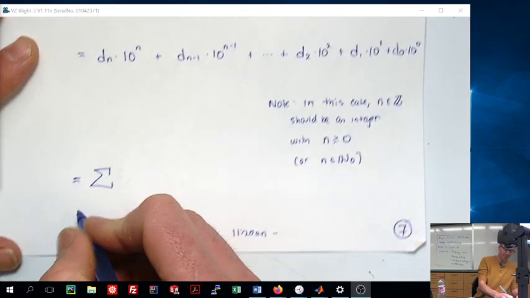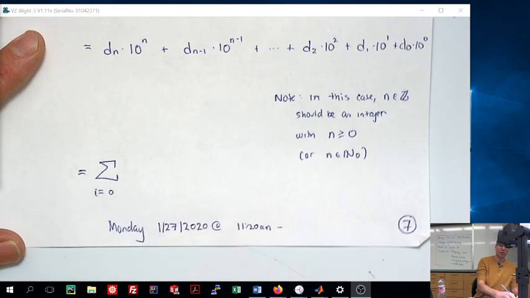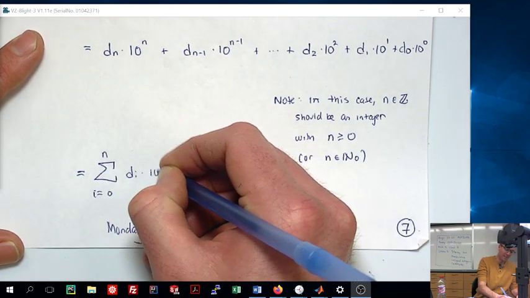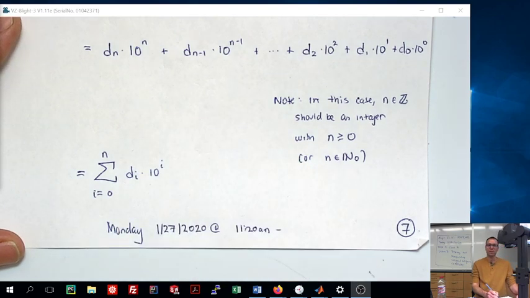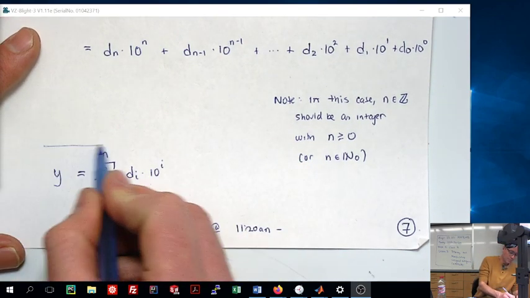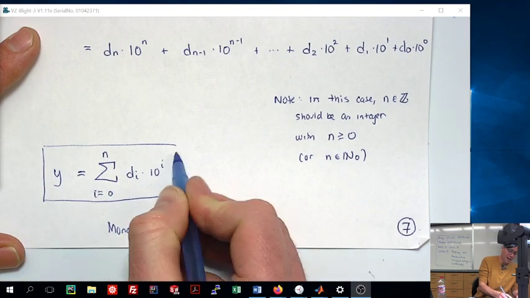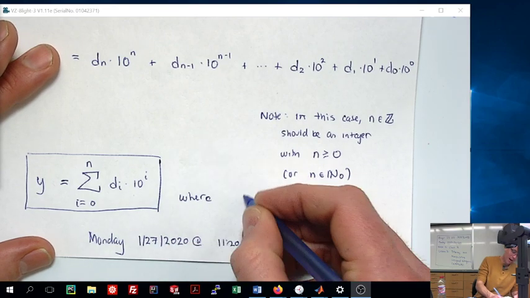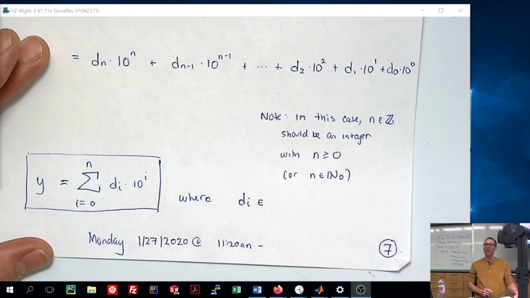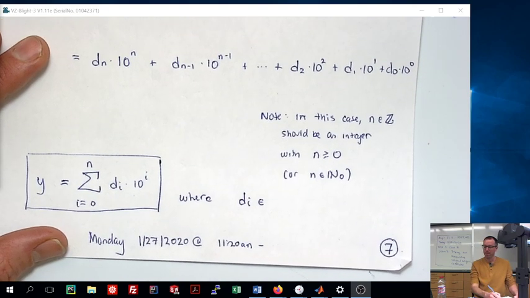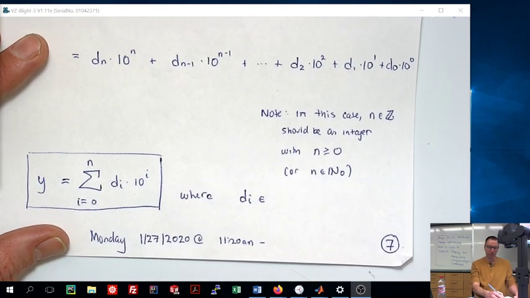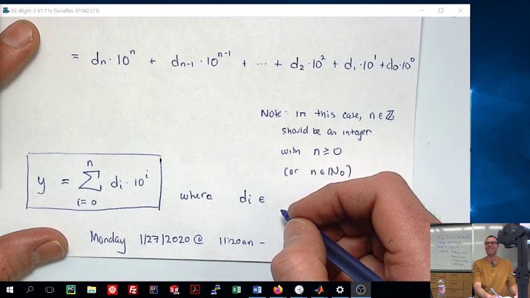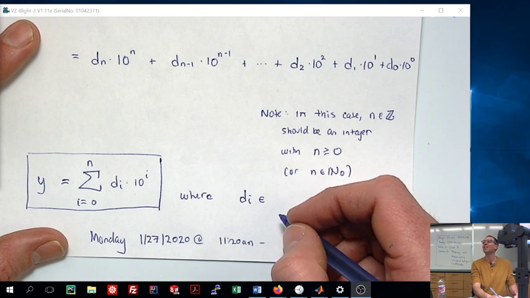The sum from i equals 0 to n of d sub i times 10 to the i. So that's the underlying value of that, where each d sub i, what set does d sub i come from? Say it again. It comes from the decimal digits.